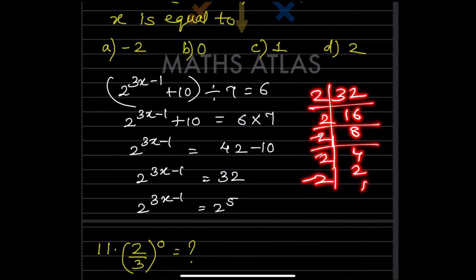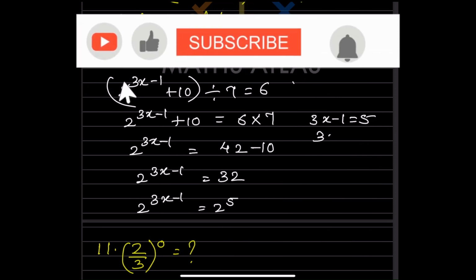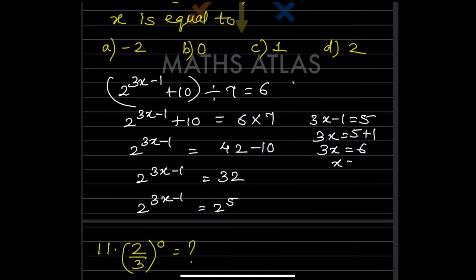So 1, 2, 3, 4, 5. So 2 raised to 5. Now you can see the base is the same, which means the exponents are going to be the same. So let us write it here. 3x minus 1 is 5. So 3x will be 5, minus 1 goes to the other side, that will be plus 1. 3x is 6. So x is going to be 6 divided by 3, and that is going to be 2. So the correct option is 2 over here.